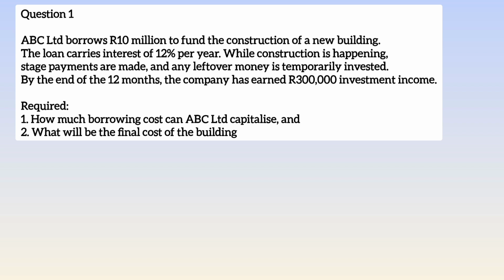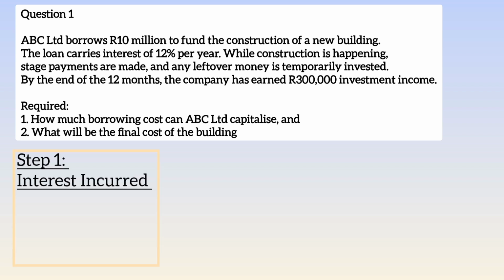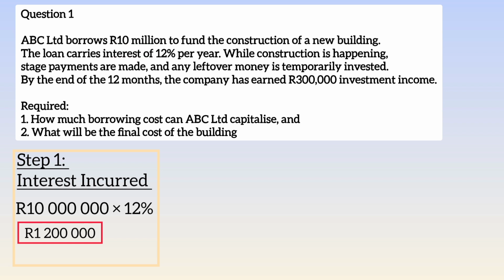Okay, first things first, step 1, calculate interest incurred. We need to calculate how much is the total interest incurred on the loan. To calculate interest incurred, we take this loan amount of 10 million times interest rate of 12%. This rate is always per annum. If you say 10 million times 12%, 1,200,000 is the interest incurred. So ABC Limited pays 1,200,000 interest per year.